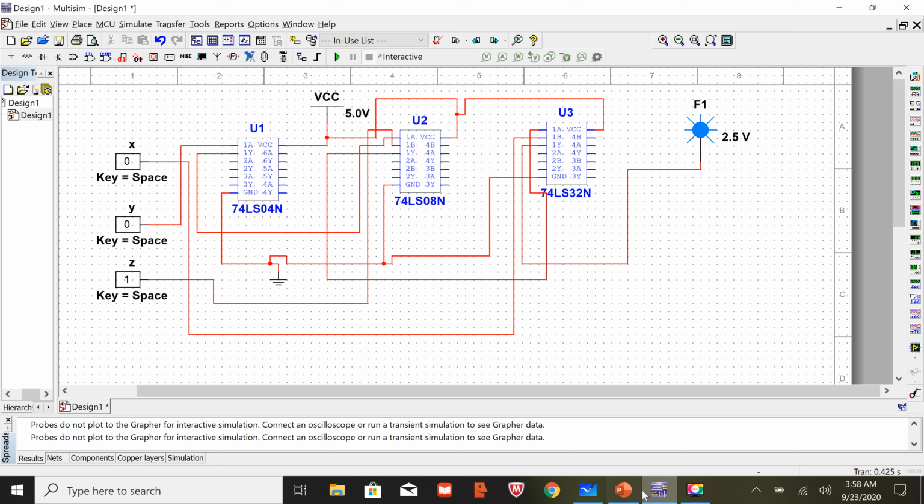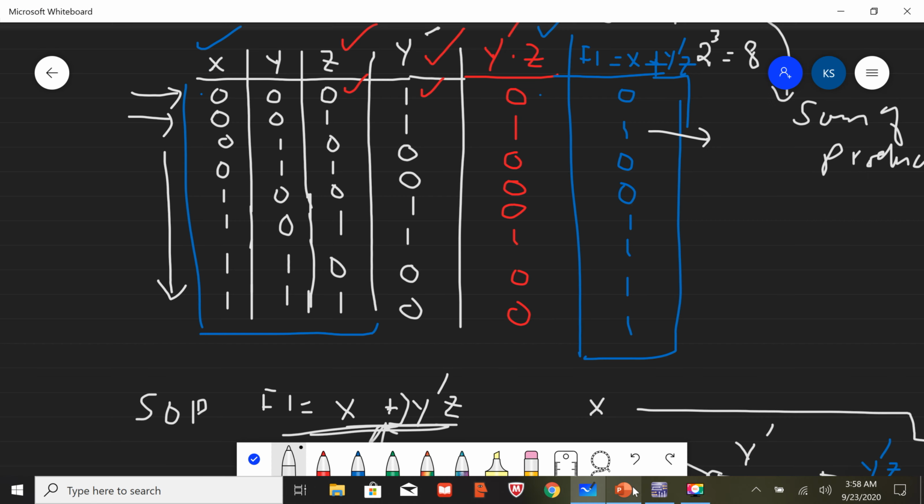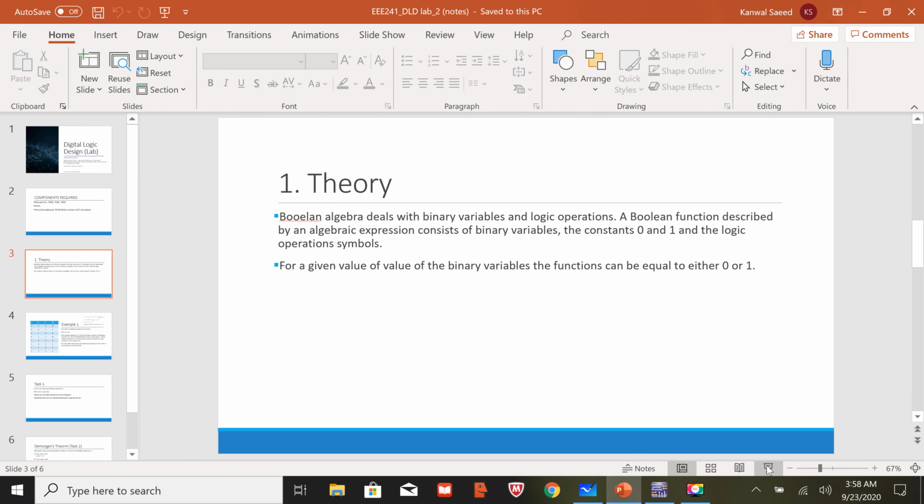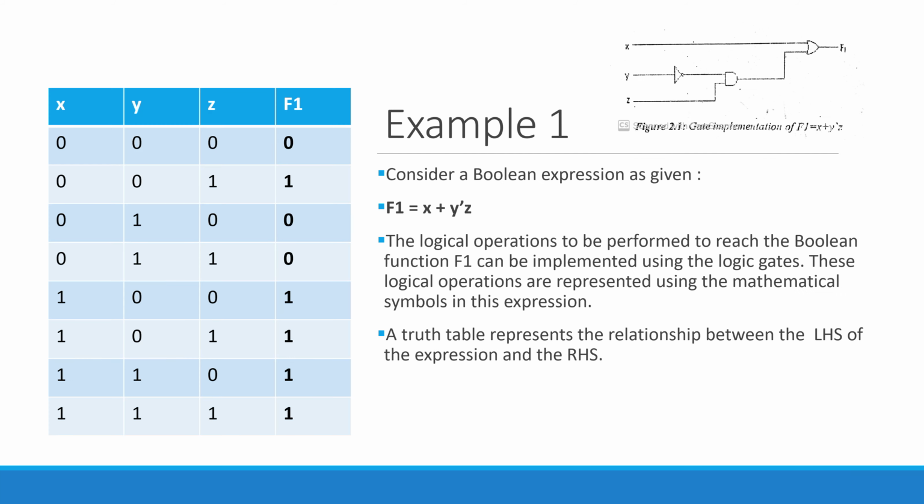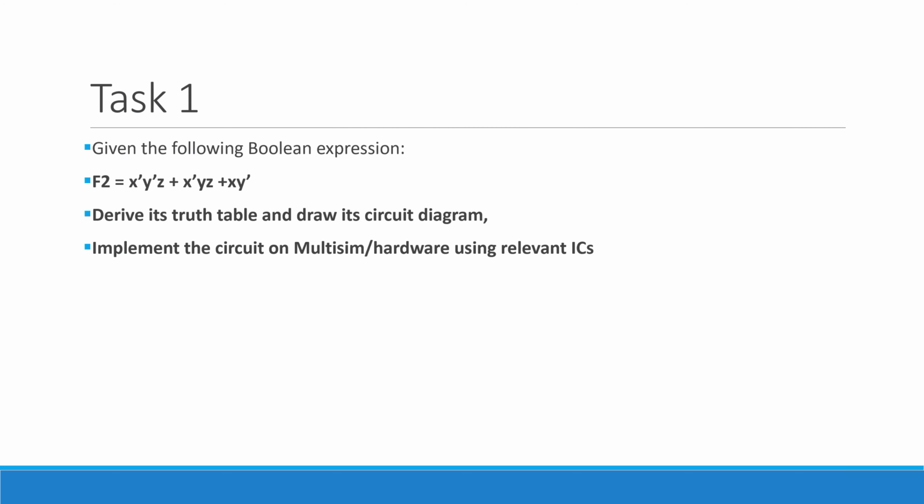So what's your task? You have understood till now how you are going to implement a given Boolean expression in the form of a logical circuit, and how you are going to implement it using ICs. This is exactly what I explained to you on your whiteboard.